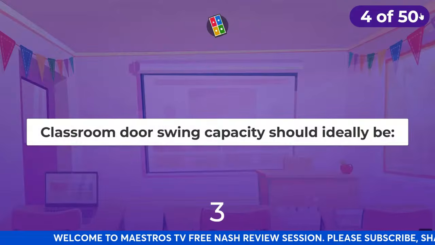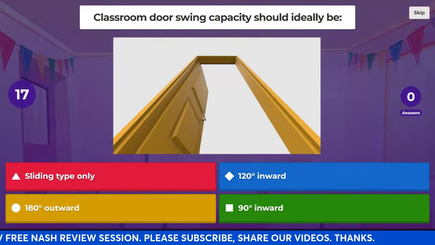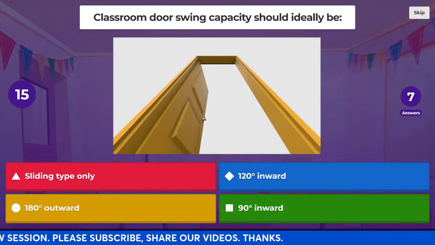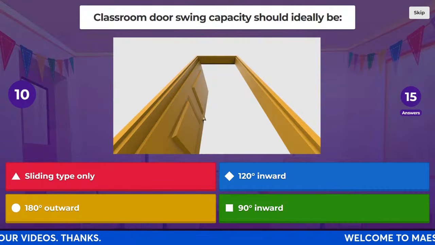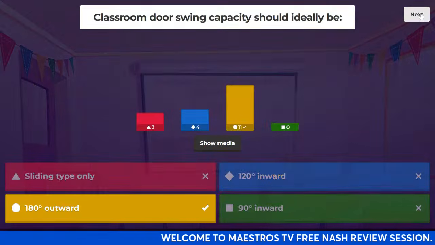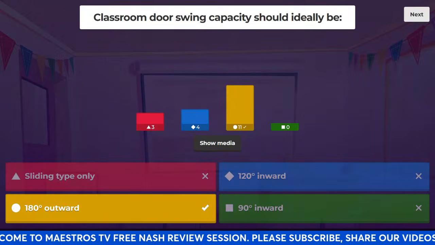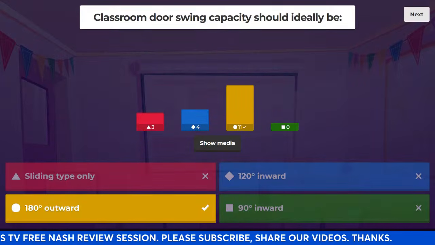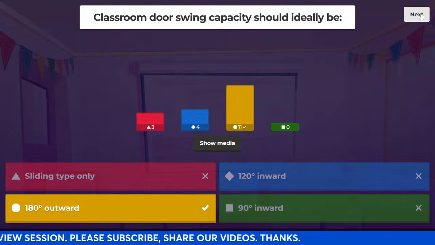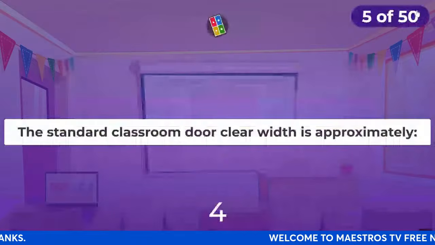Habol. Classroom door swing capacity should ideally be how many degrees? Yellow, 180 degrees moving outward. Bawal po yung paloob. Should be moving outward. Zav, R, Ed, Emmy, and Pia. What's the purpose for disaster risk, no?